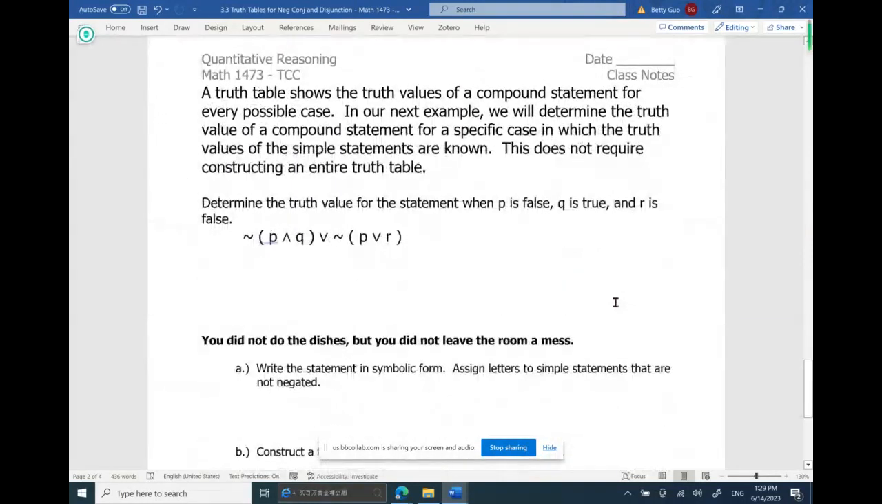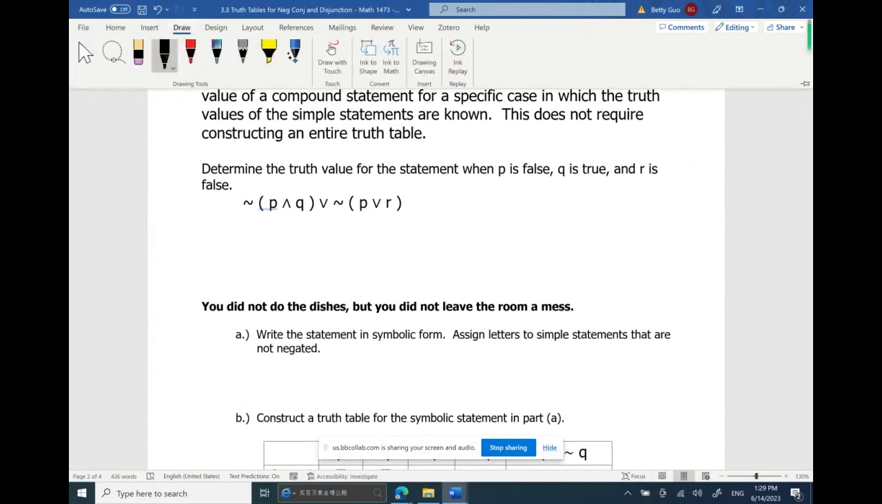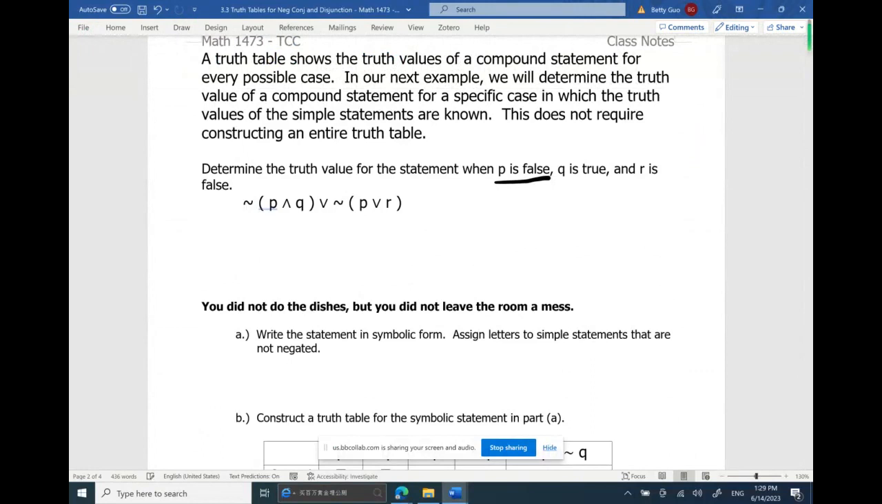A truth table shows the truth values of a compound statement for every possible case. In our next example, we will determine the truth value of a compound statement for a specific case in which the truth values of the simple statements are given. This does not require constructing an entire truth table. Okay? Determine the truth value for the statement when P is false, Q is true, R is false.